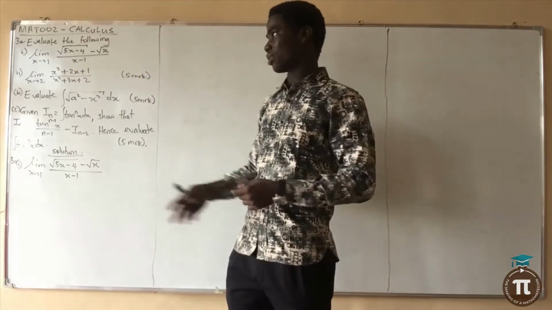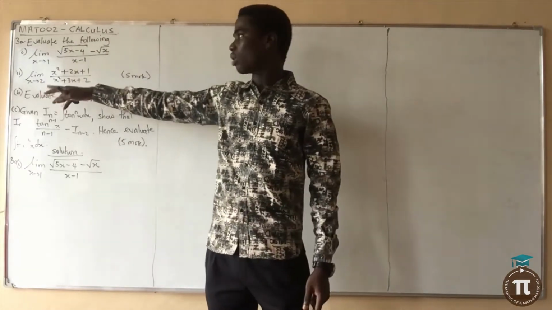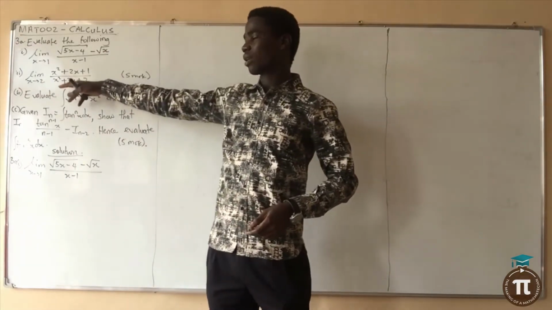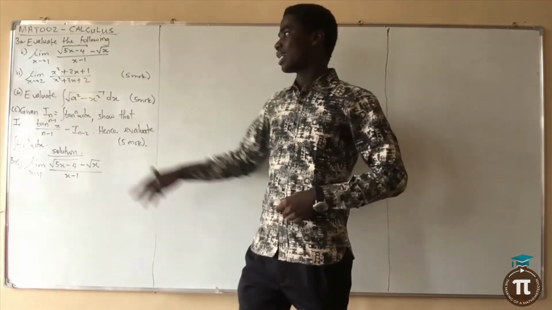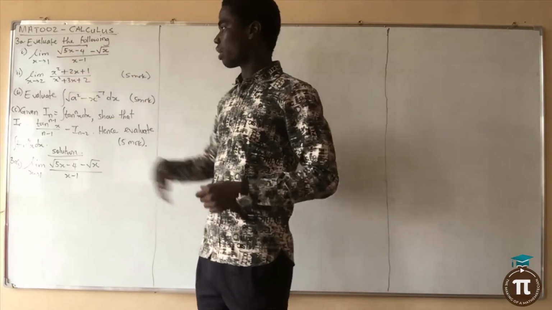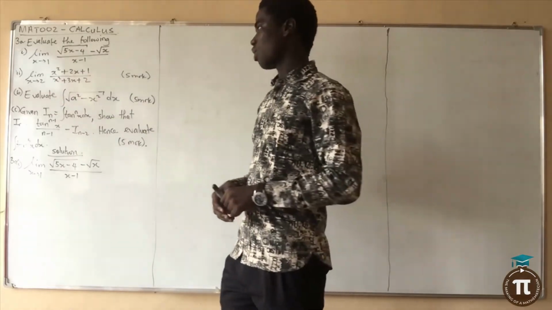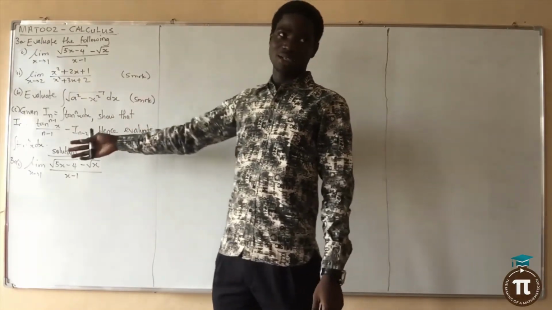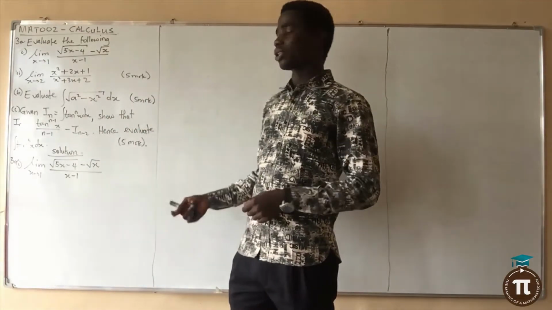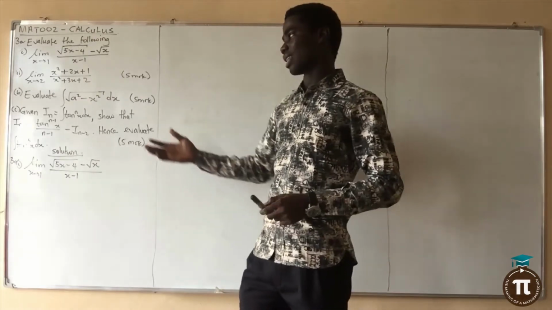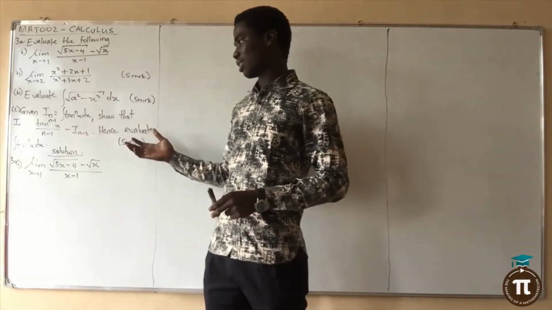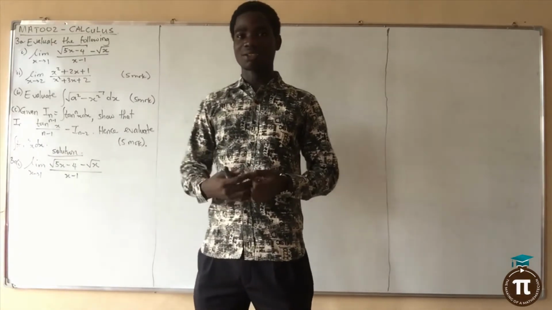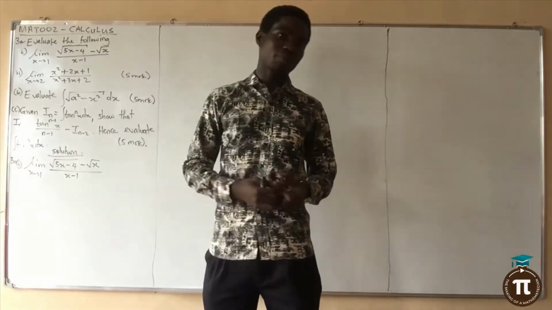Then the second one as well, limit as x goes to 2 of x squared plus 2x plus 1 all over x squared plus 3x plus 2. Then after that, you are told to evaluate the integral of the square root of a squared minus x squared dx. Then lastly, we are told to obtain the reduction formula for tan^n of x. At the same time, you are told to evaluate the integral of tan 5x.